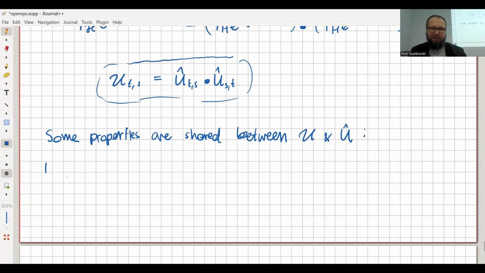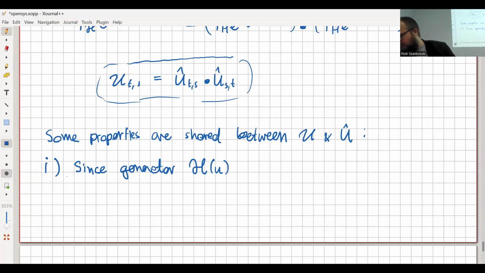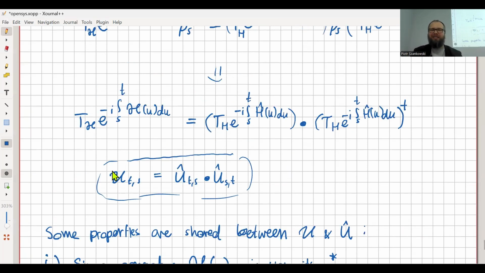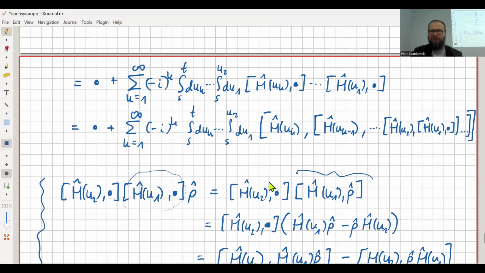So for one, since the generator, the calligraphic H, yes, there will be, but let me go step by step. Of course, since this calligraphic H, this kind of superoperator, is Hermitian.